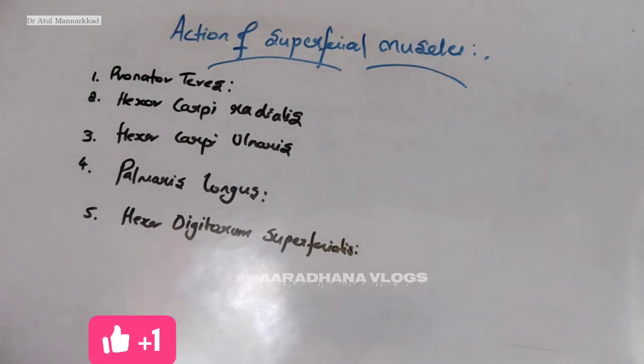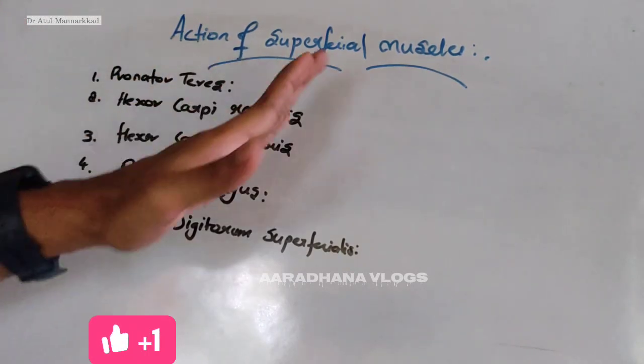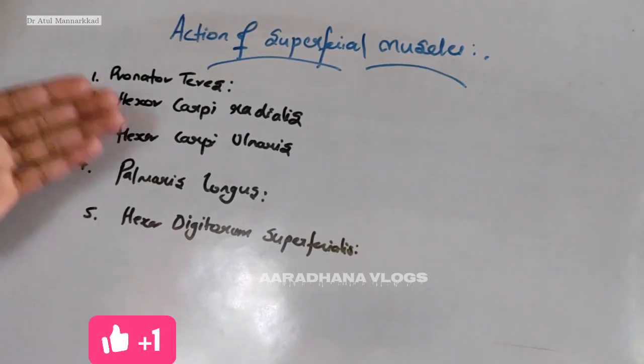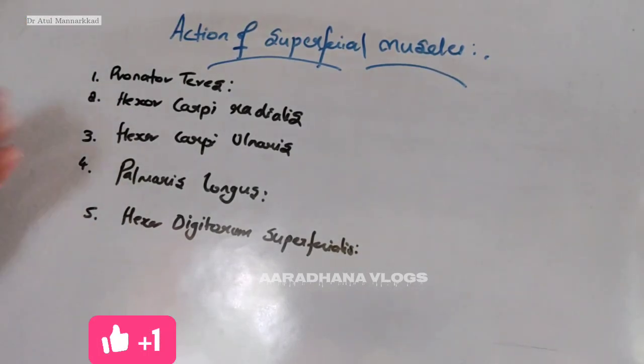So before going to the video, let's see the names of the forearm muscles. There are the superficial muscles: pronator teres, flexor carpi radialis, flexor carpi ulnaris, palmaris longus, flexor digitorum superficialis. So let's see one by one what the functions or actions done by these muscles are.